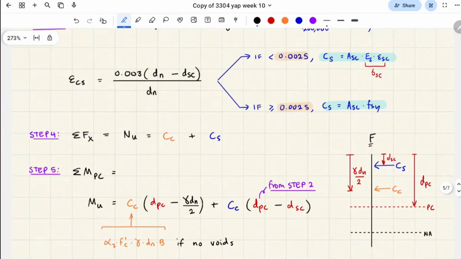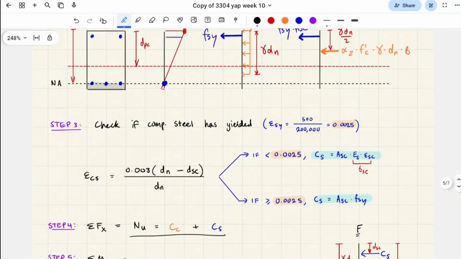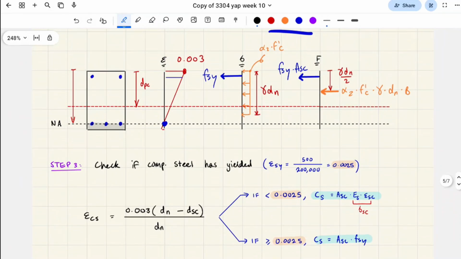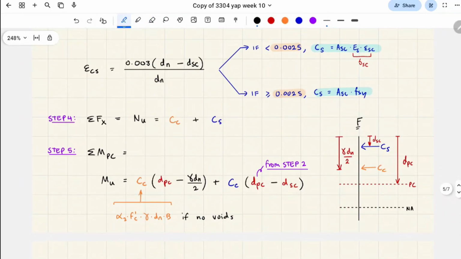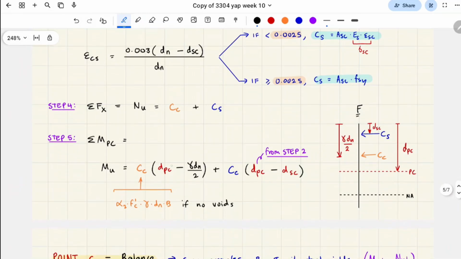So in order to solve for the ultimate compressive force, you need to add together the compressive concrete and the compressive steel. But we don't have any tensile steel, so we don't need to consider that in this stage. The next thing we have to do is take the sum of the moments about the plastic centroid. This is why it's important to have PC, because taking the sum of the moments about PC allows you to find the ultimate moments.